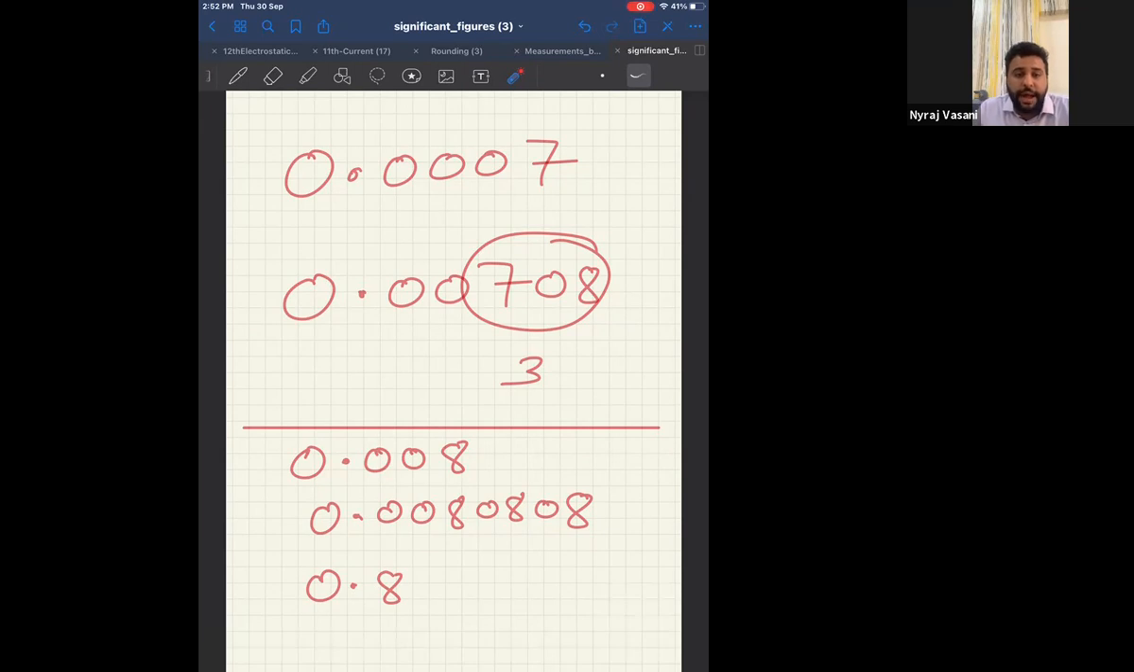If zeros come after a number, and if the number has a decimal point, then the zeros are significant.